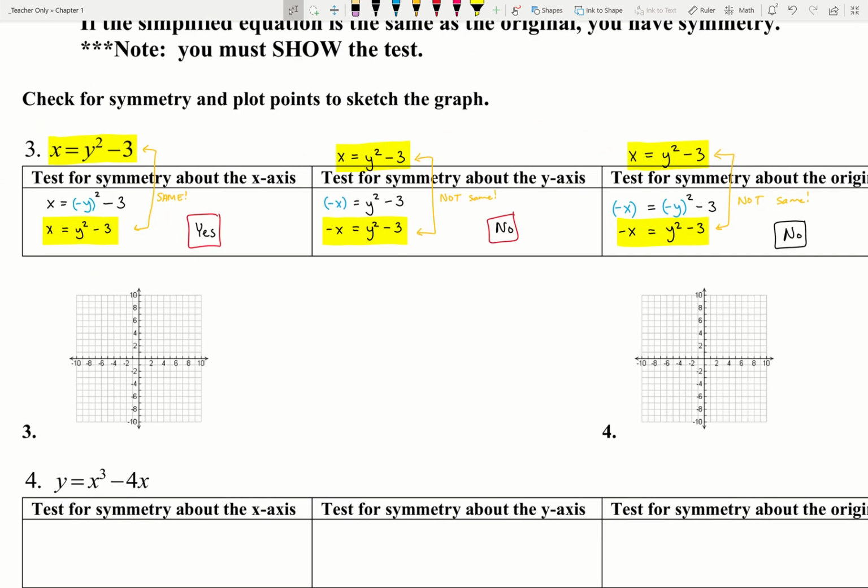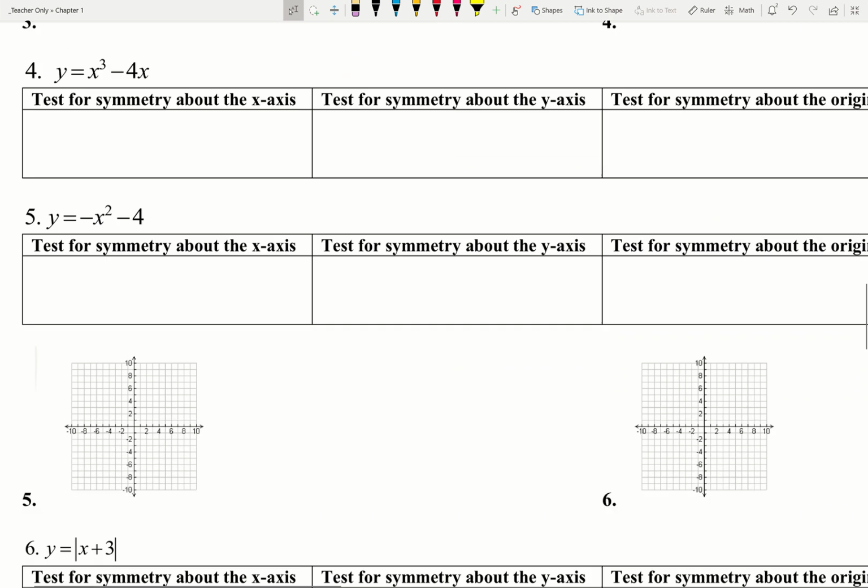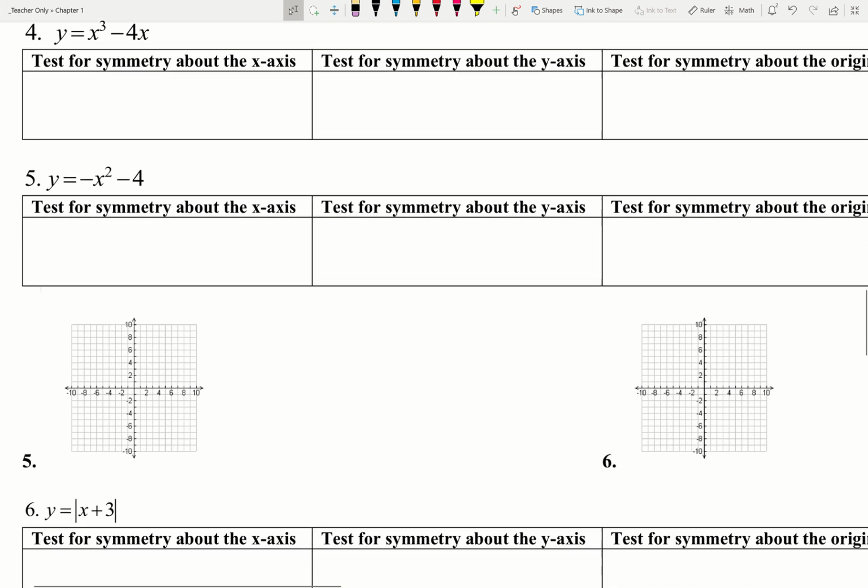These are the algebraic tests to see if you have these types of symmetry. If you plug in negative x or if you plug in negative y, the question is, does it change anything? Do you just get the original equation that you started with back? I believe I did number 3 in class, so I'll end the video here by doing number 5.